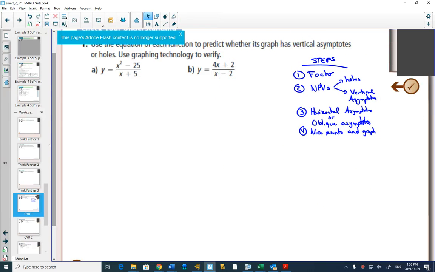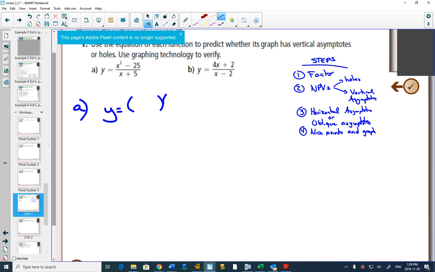So I'm going to put our steps off to the side. So let's look at this one. It says just define vertical asymptotes or holes, but we're going to graph it completely. So really, what this question is looking at when they say that is they just want you to look at step number 2. But we're going to follow through all the steps just so that we can see what the final graph looks like. So in part A, can we factor this?